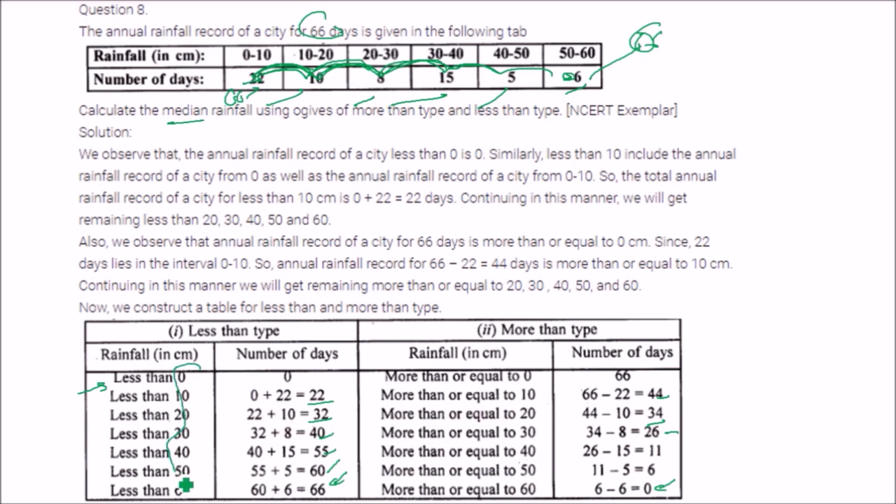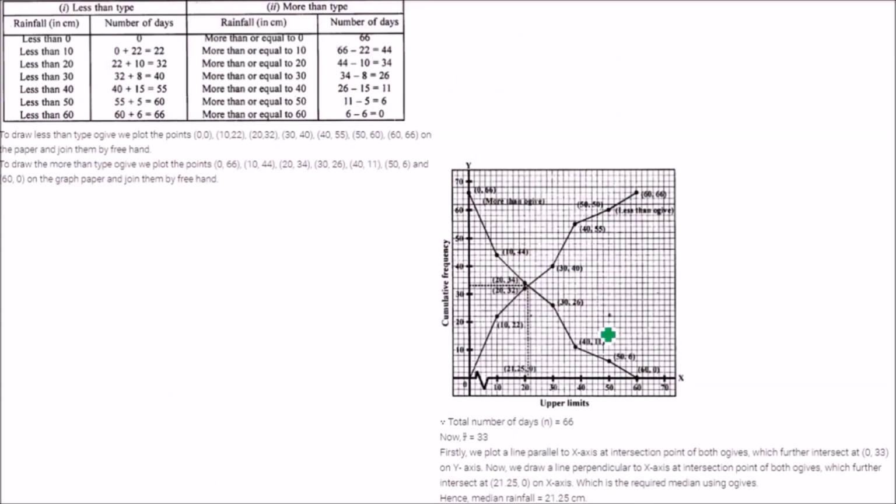Now we know the values. X will be these, and Y will be all these. Now we can draw the graph. So this is the graph. I hope you'll be able to draw the graph. Okay. Now what is the median? The intersection of these two graphs. If you drop a line here, you see that it is going to come as 21.25. So this is your median.